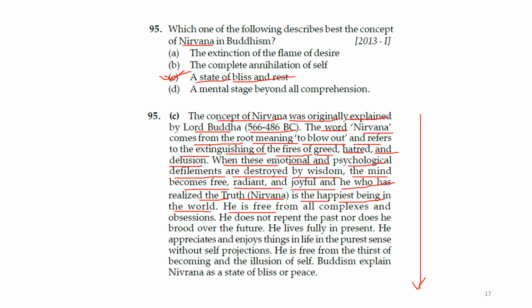He is free from all complexes and obeisance. He does not repaint the past, nor does he brood over the future. He lives fully in the present. He appreciates and enjoys things in life in the purest sense, without self projections. He is free from the thirst of becoming and the illusion of self. Buddhism explains nirvana as the state of bliss or peace. So it's nothing but a state of bliss and rest. So the answer is C. You can read this explanation.